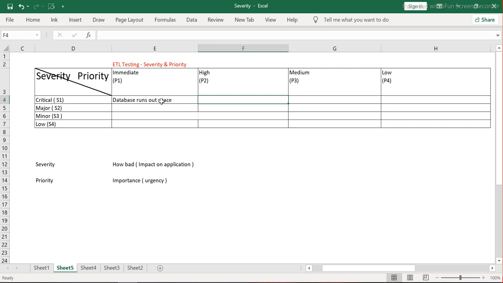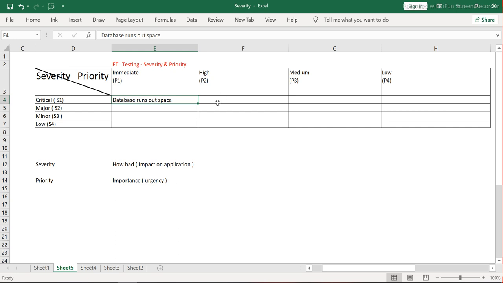You cannot do any testing, right? And why is it critical? Because it is actually down, right? All right, now the second one. Critical means something is not working, right? That is the critical, guys. Okay, so let's say critical is the severity and then high is the priority, P2, right? So what kind of defect might you see, I mean, this kind of issue.